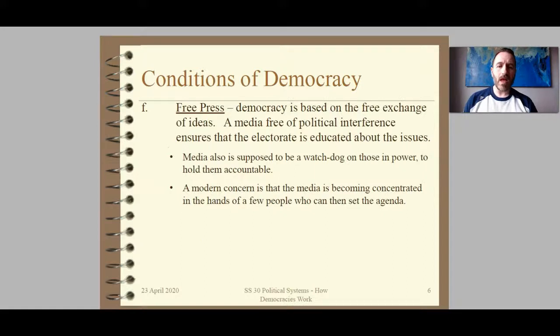All right. And you must also have a free press. What is this? Condition number 6, 5? I don't know. Free press. Guys, the role of the media or the press in a democracy is to be a watchdog, to hold people in power accountable, to ask the tough questions.